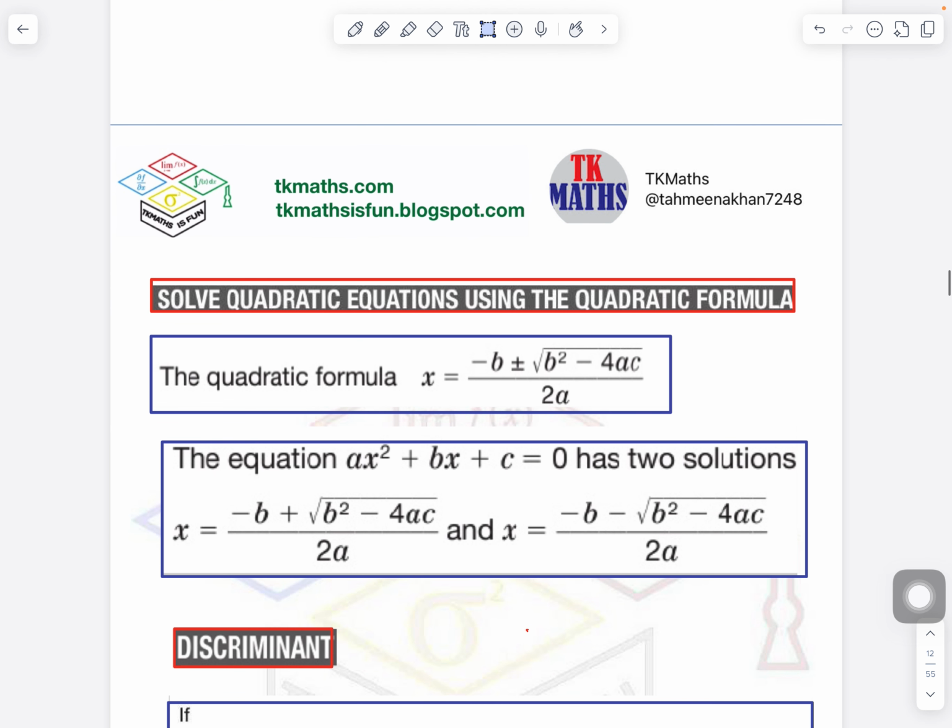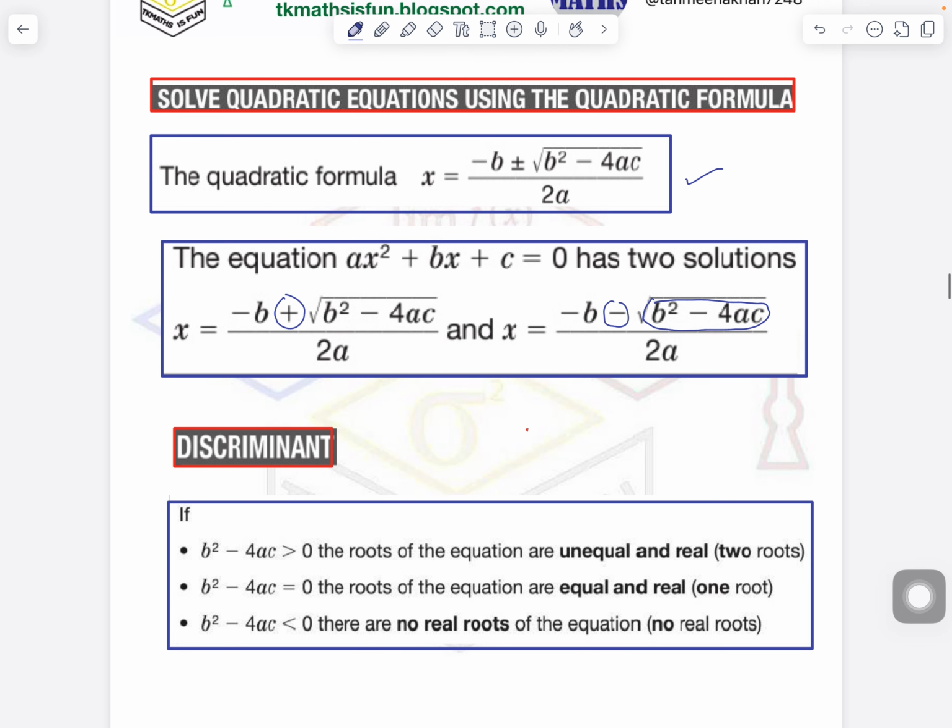So all of us know the quadratic formula, which is written here. Whenever we use it to solve a quadratic equation, we get two answers, one because of the plus sign and the other because of the minus sign, right? In this formula, the part inside the root is called the discriminant.